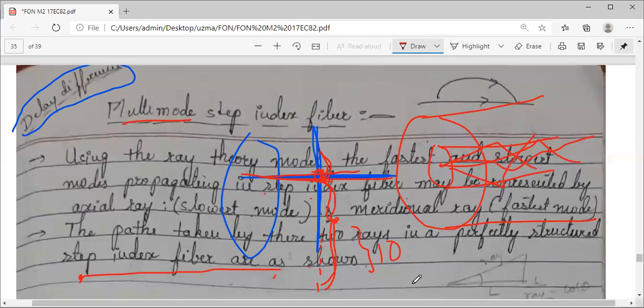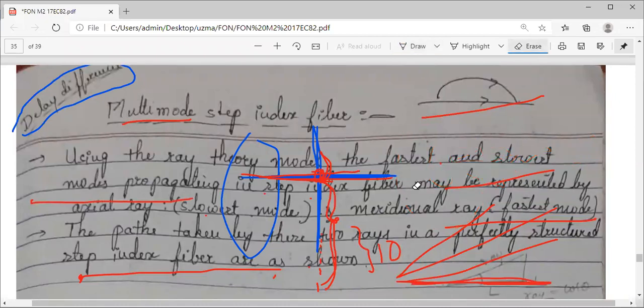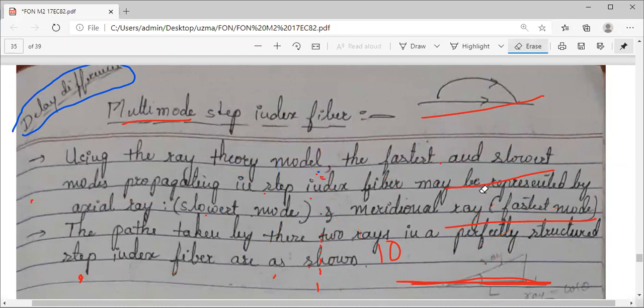If you have many lines existing like this, the one which has the lowest distance is this horizontal line, right? So if you consider this concept, the slowest mode will be this center ray which will pass across the core through the fiber axis. Let me draw it clearly, then you'll understand it. The meaning of slowest and fastest mode.